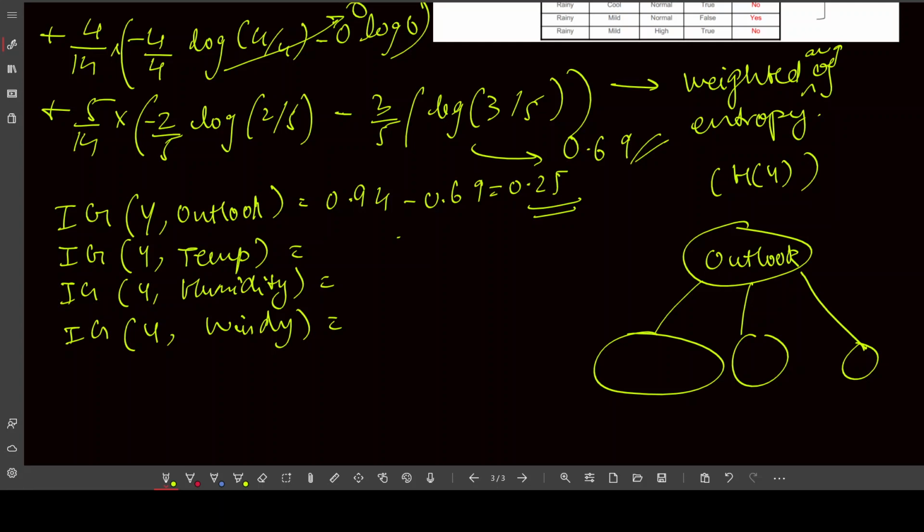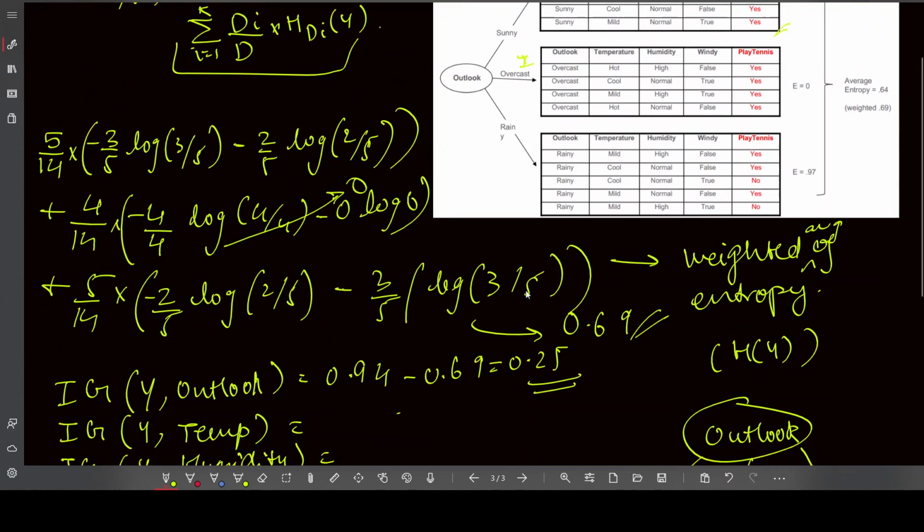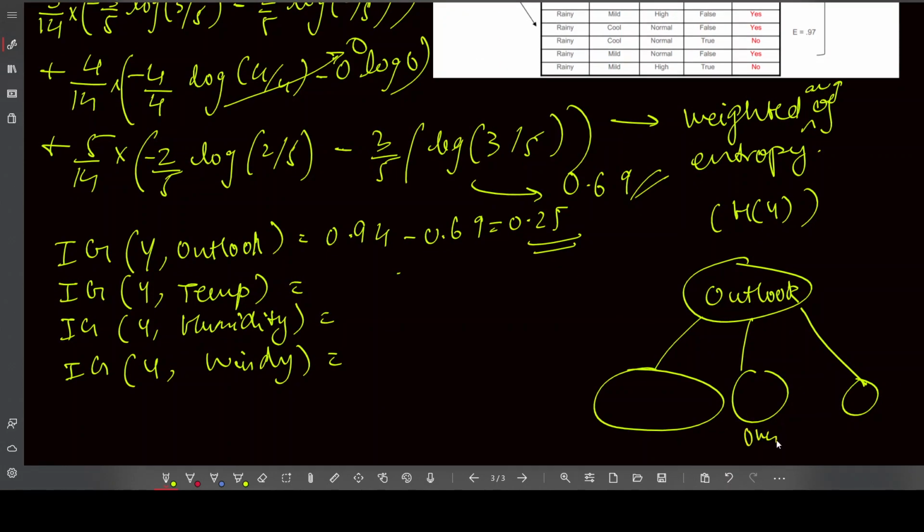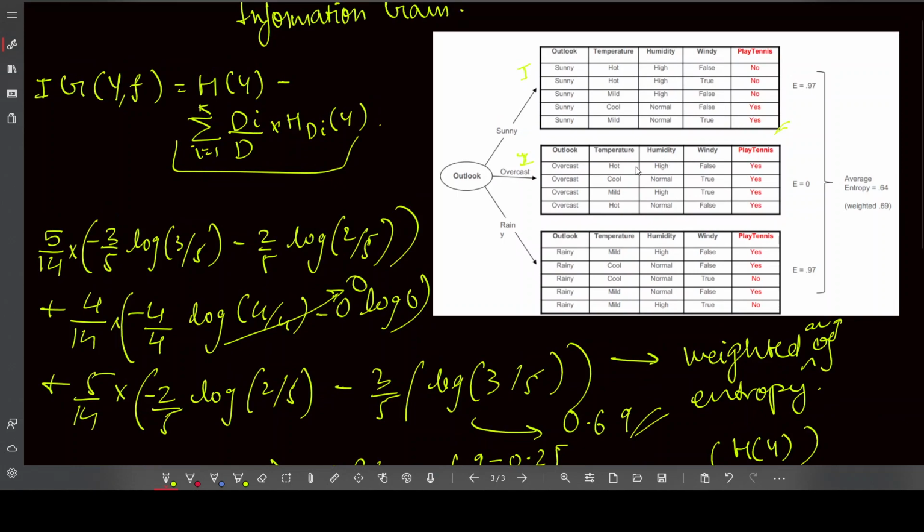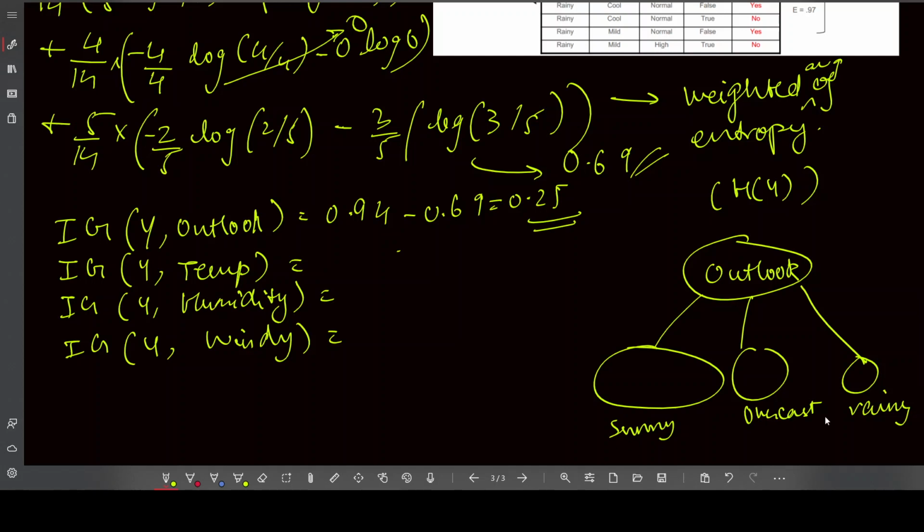So now when we have Outlook in our root node, we divide into three parts, which is overcast, sunny, and rainy. It's easy to see here that overcast basically has only one output variable, which is yes. So overcast is a terminal node or a leaf node. Y equals yes. Overcast is where the decision tree stops. It doesn't go further down from here, but it will go further down from sunny and rainy.